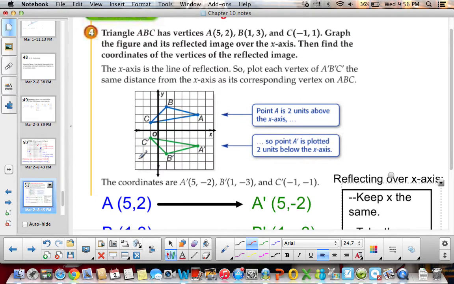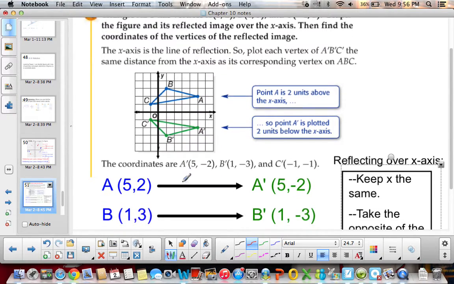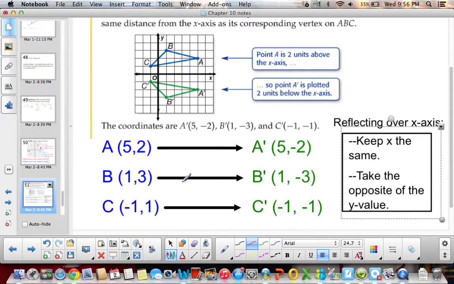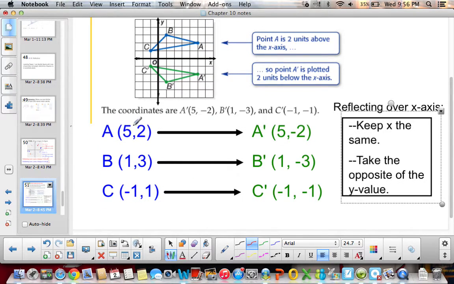When we reflect it over the x-axis, we have to make sure that each point is the same distance away. This is 1 spot away from x, so it's 1 more spot on the other side. 2 and 2, and then we look at B, 1, 2, 3, and then 1, 2, 3. So we can write the points. A was 5, 2, reflecting it over the x-axis, 5, -2. 1, 3 for B, and then we have 1, -3, and then there's C.